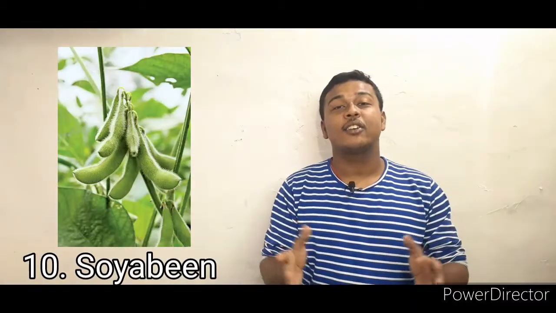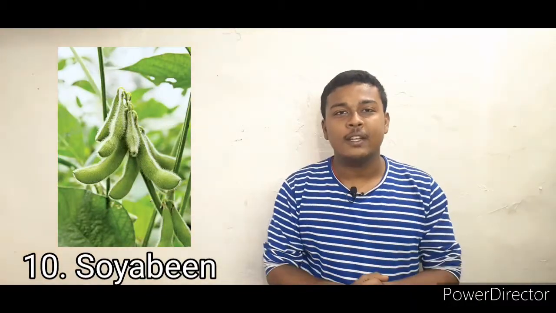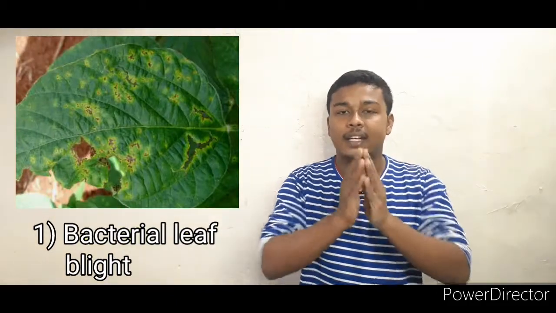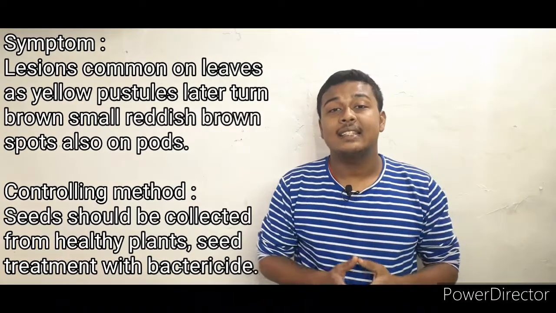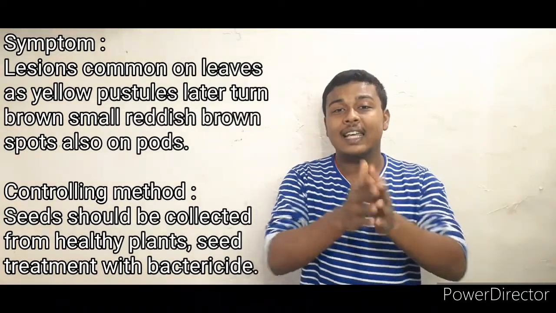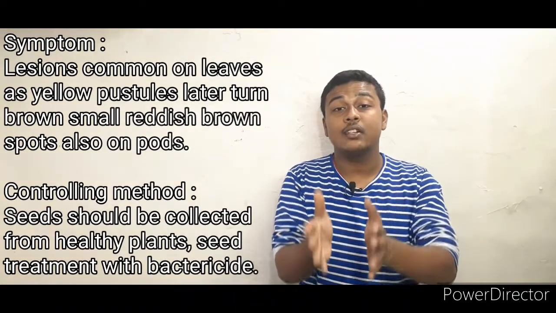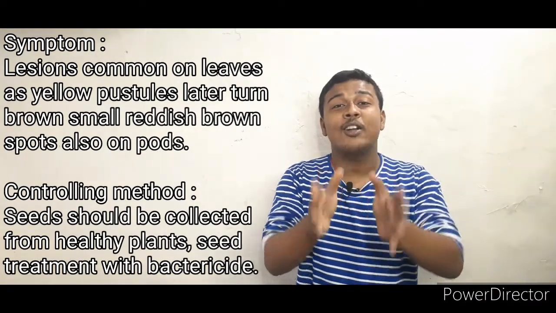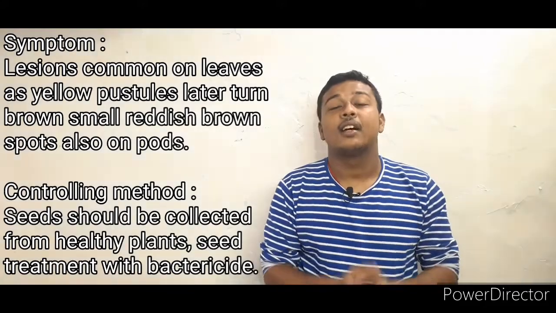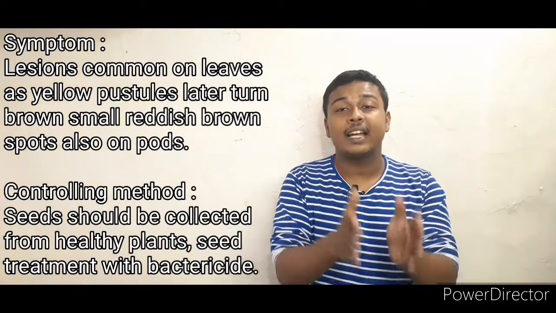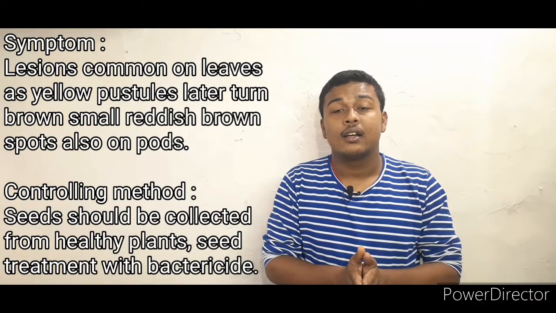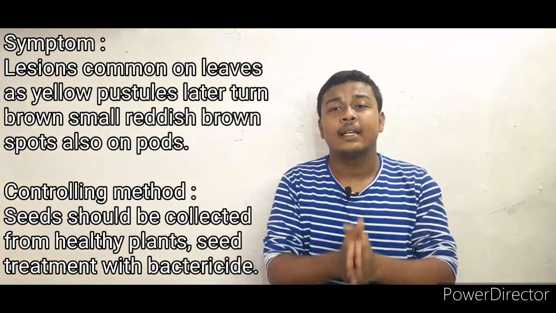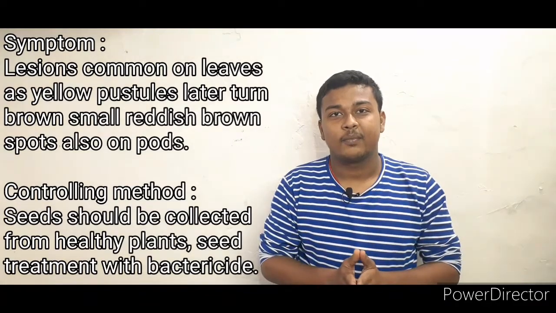Now the next kind of field crop that we are going to know is the soybean, and the first disease in this is the bacterial leaf blight. The symptom of this disease is lesions common on leaves as yellow pustules that later turn to brown, and small reddish brown spots can also be seen on the pods. And to control this, seeds should be collected from healthy plants. They should go through seed treatment with bactericides.